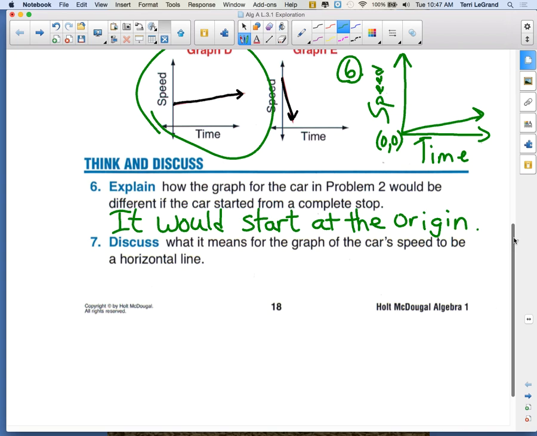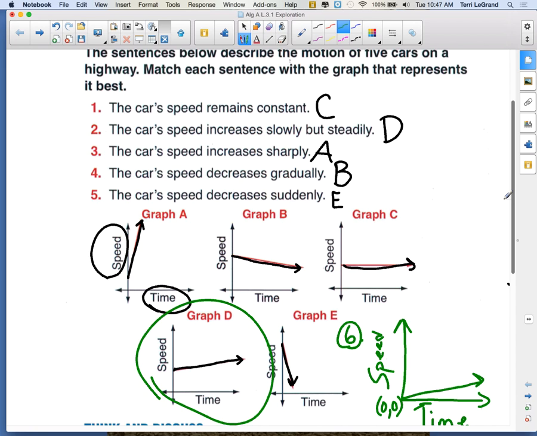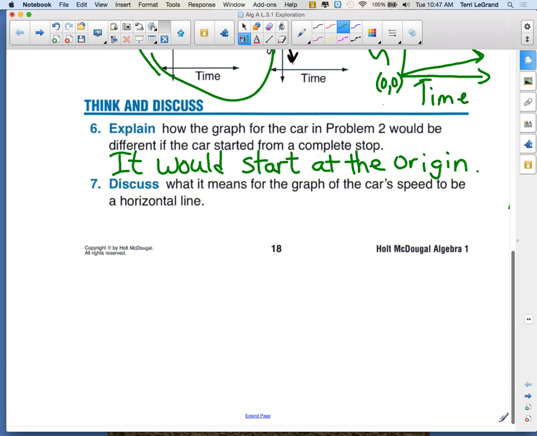I just said it. Constant, because remember which graph we have that our horizontal line one is C, and remember C matched with, you said this one, the car's speed remains constant. So if the line is going to be horizontal, it better be a constant speed. Not changing. Horizontal line means that what's happening on the horizontal is moving along, but nothing's happening up or down.